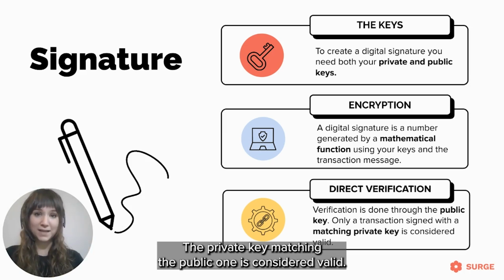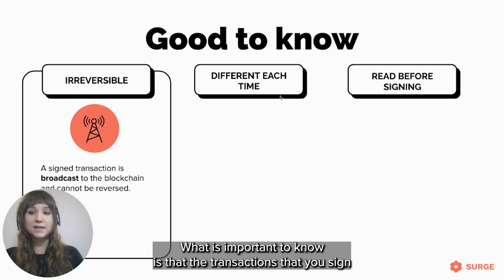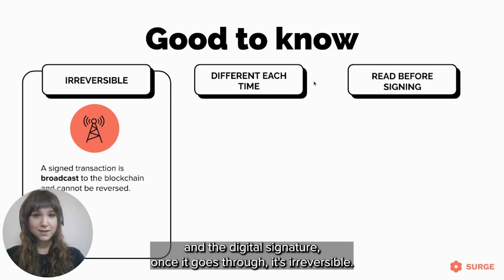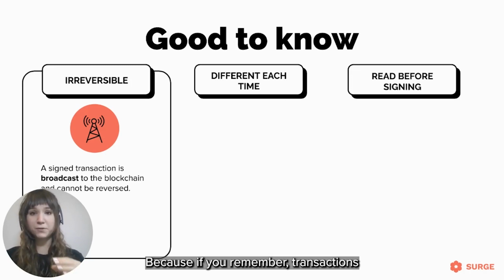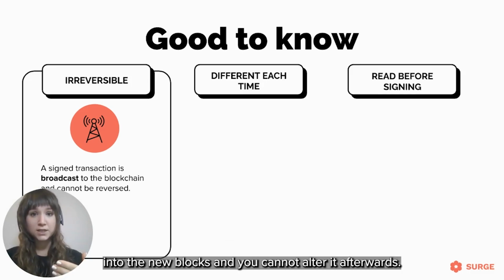What is important to know is that the transactions that you sign and the digital signature, once it goes through, are irreversible. Because if you remember, transactions are updating the state of the blockchain, which means the information is written into the new blocks and you cannot alter it afterwards.